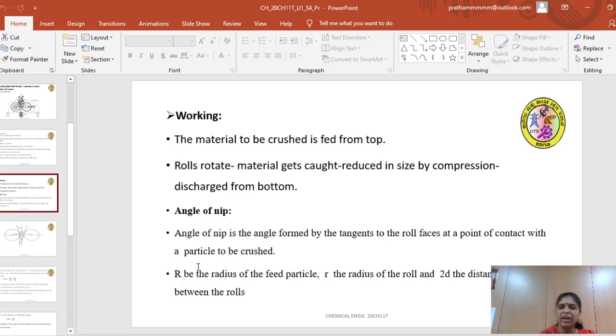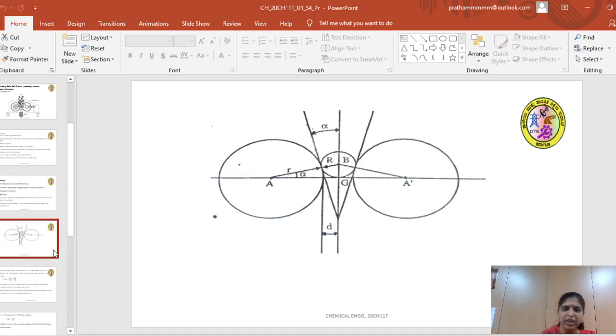ಸೊ ಇವಾಗ ಆರ್ ಇಸ್ ದ ರೇಡಿಯಸ್ ಆಫ್ ದ ಪಾರ್ಟಿಕಲ್ ಅಂತ ತಗೊಂಡ್ರೆ, ಆರ್ ಇಸ್ ದ ರೇಡಿಯಸ್ ಆಫ್ ದ ರೋಲ್ ಅಂಡ್ 2d is the distance or gap between the particle. ಸೊ ಆರ್ ಇಸ್ ದ ರೇಡಿಯಸ್ ಆಫ್ ದ ಫೀಡ್ ಮೆಟೀರಿಯಲ್. ಇದೇನು ನಾವು ಫೀಡ್ ಇಲ್ಲಿ ಹಾಕ್ತೀವಿ ತಾನೆ, ಸೊ ಇಷ್ಟು ಗ್ಯಾಪಲ್ಲಿ ಫೀಡ್ ಆಗ್ತೀವಿ. ಇಷ್ಟು ಗ್ಯಾಪಲ್ಲಿ ಮಧ್ಯದಿಂದ ತಗೊಂಡ್ರೆ ದಿಸ್ ವಿಲ್ ಬಿ ಆರ್ ಇಸ್ ದ ರೇಡಿಯಸ್ ಆಫ್ ದ ಫೀಡ್ ಮೆಟೀರಿಯಲ್. ಅಂಡ್ ಡಿ ಇಸ್ ದ 2d.